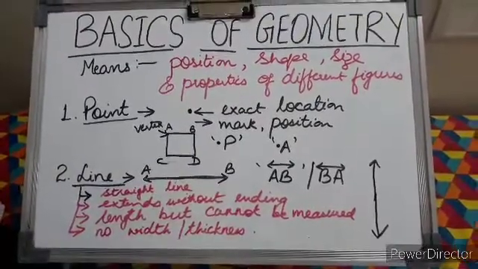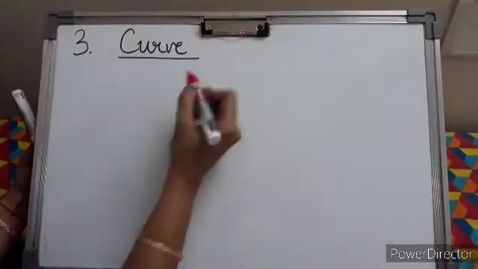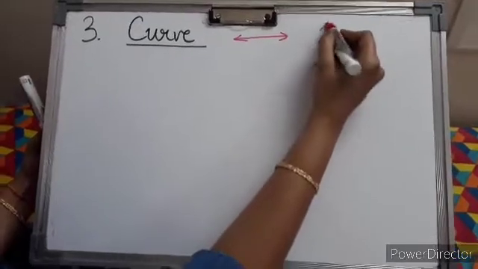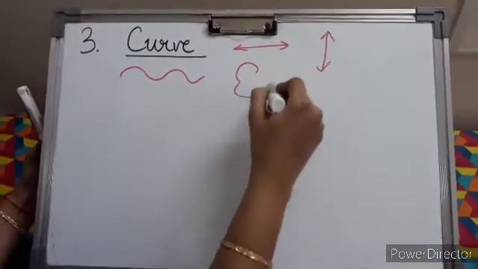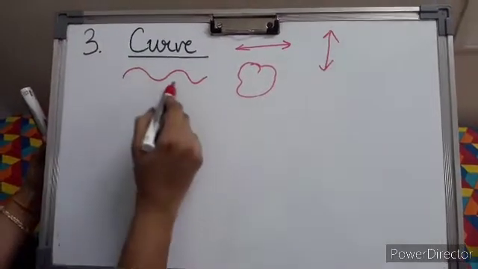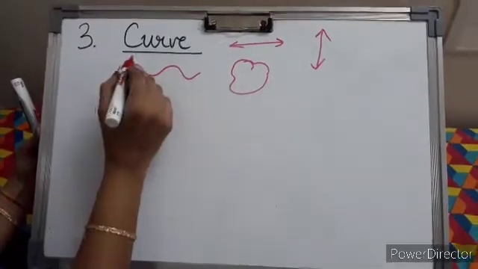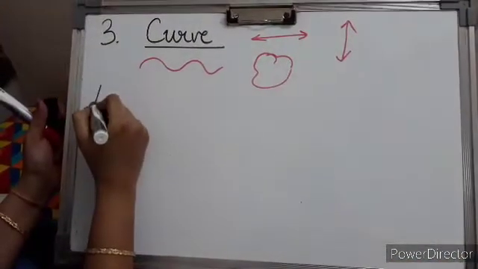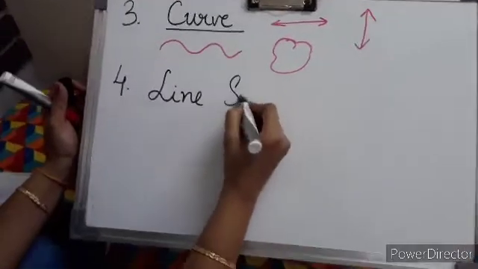Okay, coming towards the next term. Next is curve. I showed you a horizontal line, a vertical line. Now suppose the figure is like this, a closed figure like this. This means what? It is not a straight line. It is what? It is a curve. So a line can also be represented as a curve. Okay, coming towards the next point, line segment.